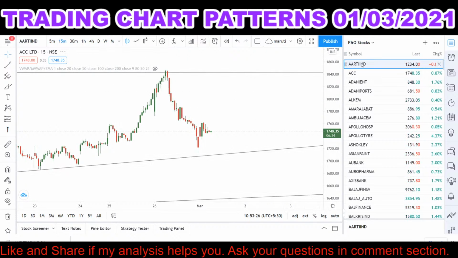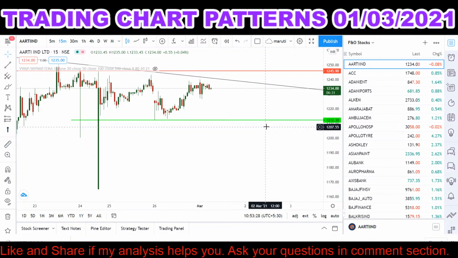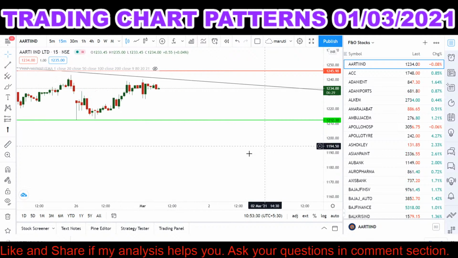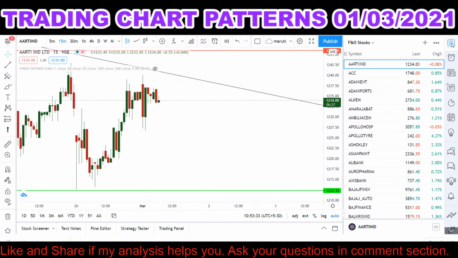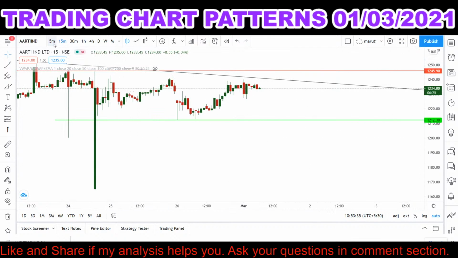Let's analyze a few of the stocks which are live today. Let's see what is happening with these stocks and what the trading levels are for them.